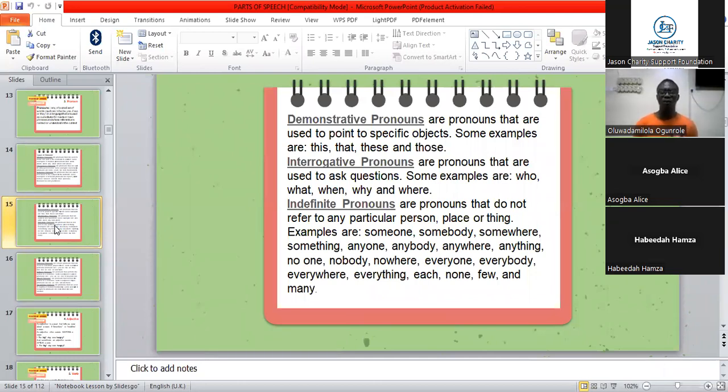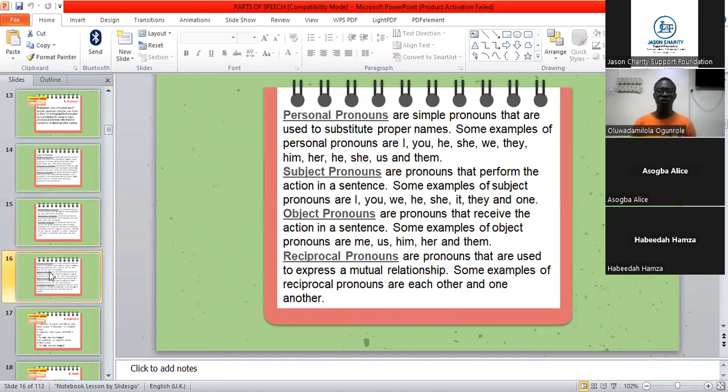So all of these pronouns are used for places, things, and persons that are not identified specifically. Moving on from there, we have the personal pronouns. These pronouns are used to substitute proper names. When we're talking about nouns, we call some types of nouns proper nouns. These are specific names of persons, places, and things.